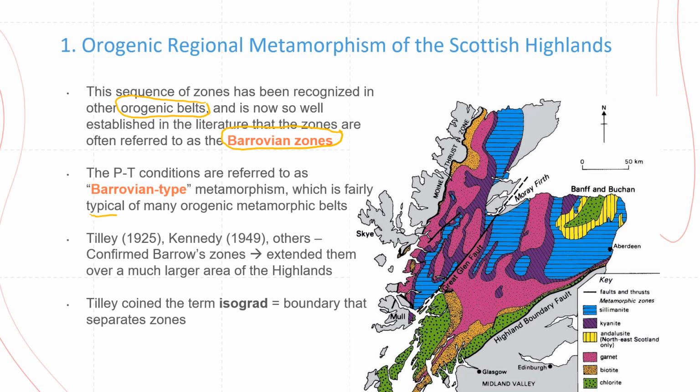many orogenic metamorphic belts. So Tilley, Kennedy, and some others confirmed Barrow's zones and extended them to a much larger area of the Highlands. So if you remember, Barrow's zone was this small area here, and they extended it to a much larger area of the Scottish Highlands. So Tilley coined the term isograd, which is a boundary that separates the different zones of metamorphism.